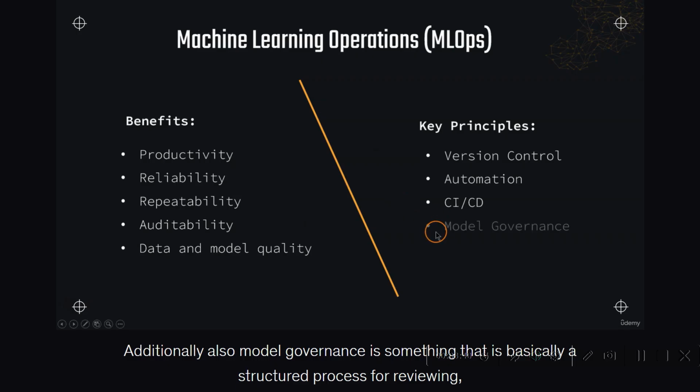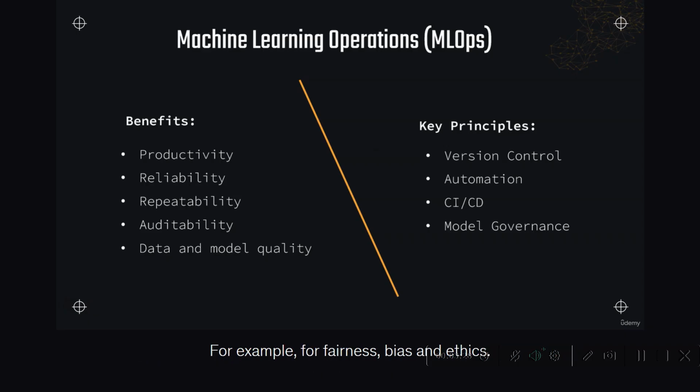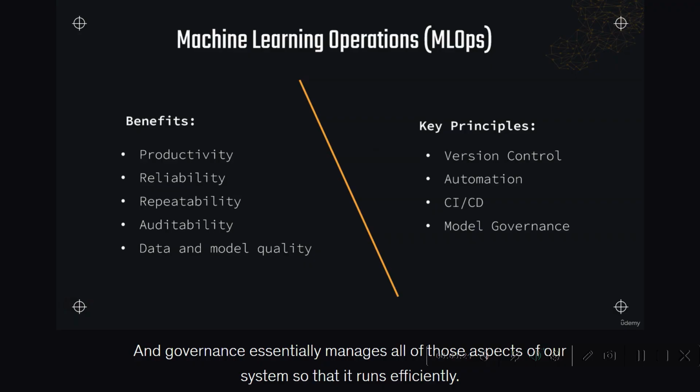Additionally, also model governance is something that is basically a structured process for reviewing, validating, and approving our models before we deploy them, so that we have some checks, for example, for fairness, bias, and ethics. And governance essentially manages all of those aspects of our system so that it runs efficiently.